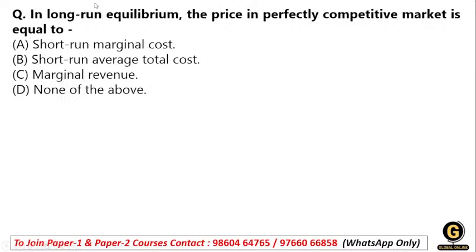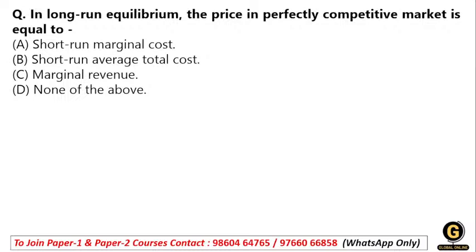Now the question is: in long run equilibrium, the price in a perfectly competitive market is equal to option 1, short run marginal cost, option 2, short run average total cost, C, marginal revenue, and D, none of the above. So what do you think will be the right answer for this question? In the long run equilibrium, price in a perfectly competitive market equals to, okay.